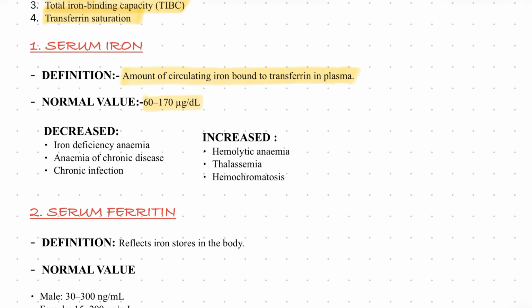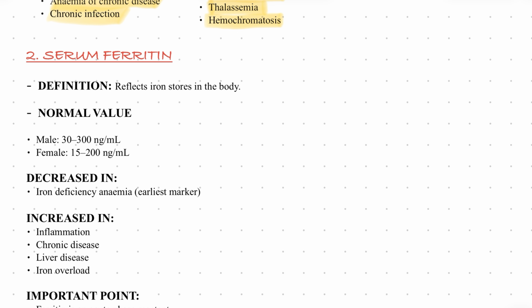This will be decreased in cases like iron deficiency anemia. If you have not watched the iron deficiency anemia video, it's already available. You can go and watch. Then anemia of chronic disease and chronic infection. It will be increased in hemolytic anemia. Even this video is available, you can watch it. Thalassemia, it is also there. Hemochromatosis. Then coming to serum ferritin, it reflects iron stores in the body.